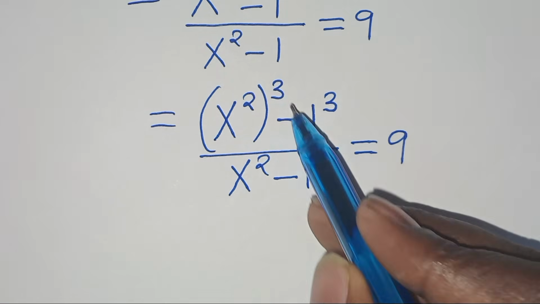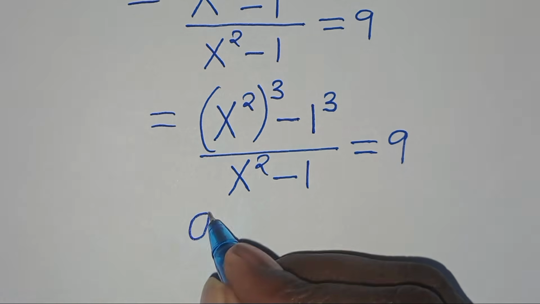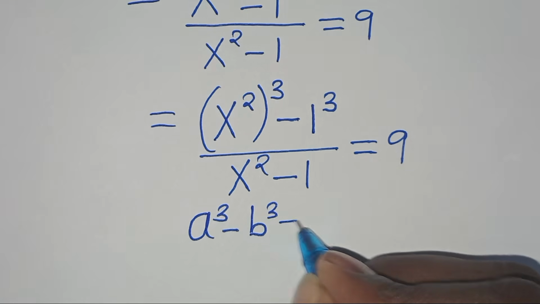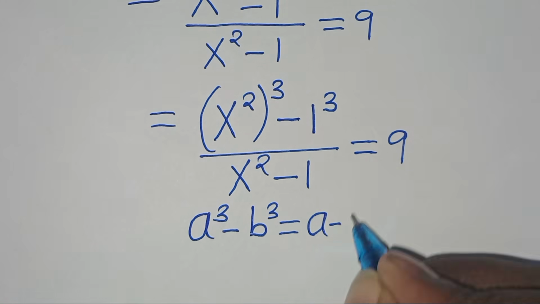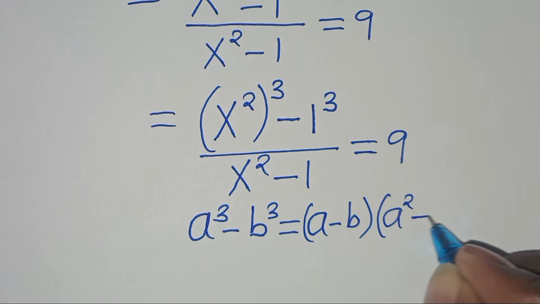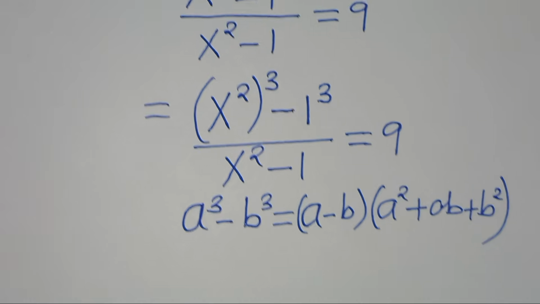So x to the power of 2 raised to the power of 3 minus 1 to the power of 3. This is the difference of 2 cubes, expressed as a to the power of 3 minus b to the power of 3, which we can express as a subtract b, a to the power of 2 plus ab, then plus b to the power of 2.